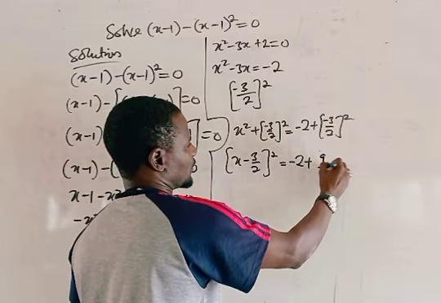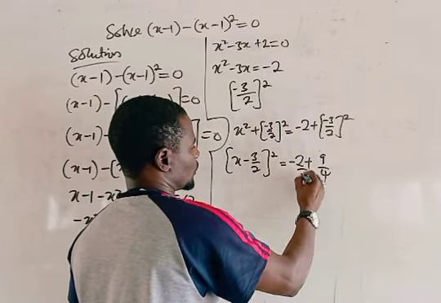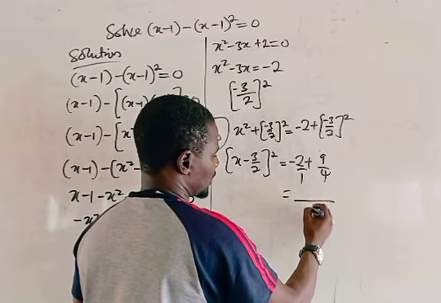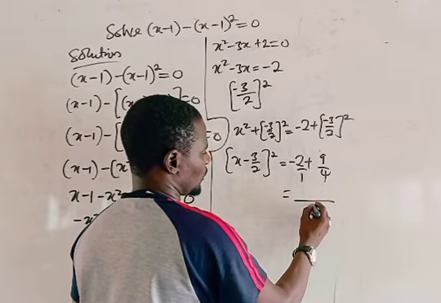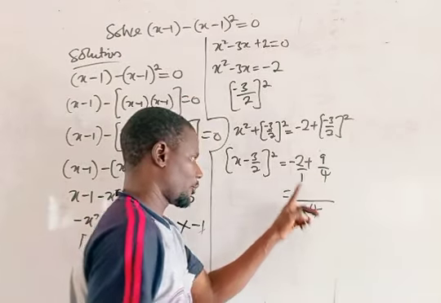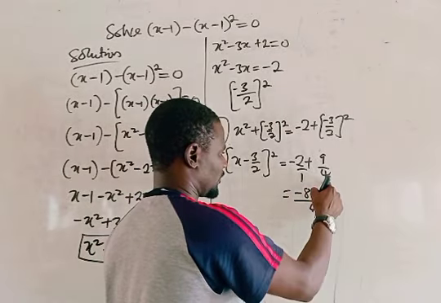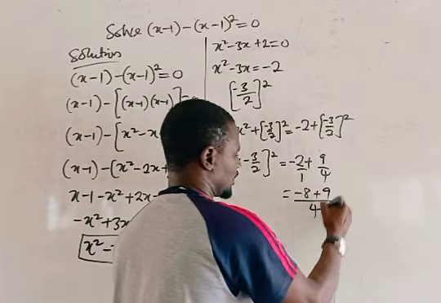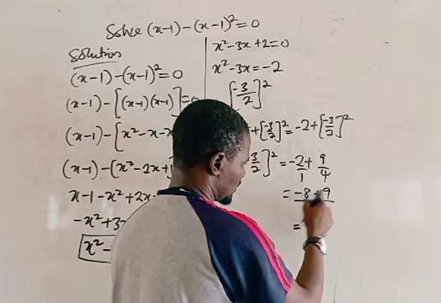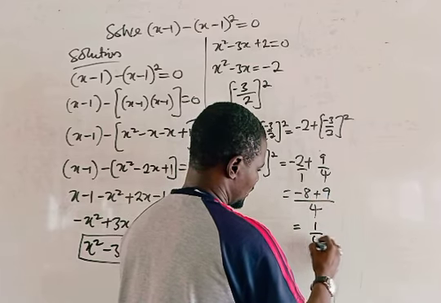squared is 9. 2 squared is 4. Put 1 under equals to. Take the LCM of 1 and 4, which is just 4. Then how many 1 is in 4? 4 times minus 2 is minus 8, plus 4 into 4 is 1 times 9, which is just 9, and this equals minus 8 plus 9 is 1 all over 4.